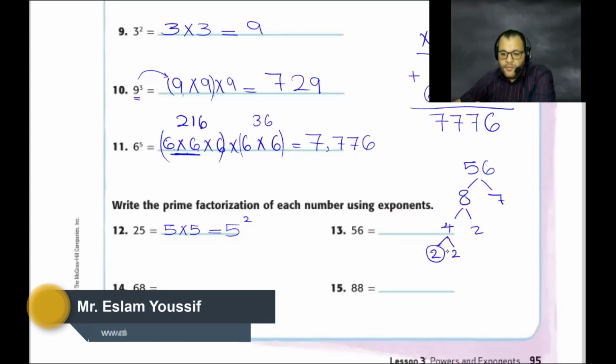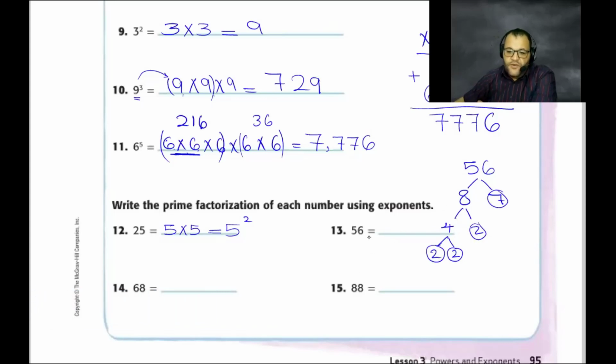2 is a prime. 2 also is a prime. Just look at the ends. 2 is a prime. 7 is a prime. So what is the 56? 56 equals 2 times 2 times 2 times 7.